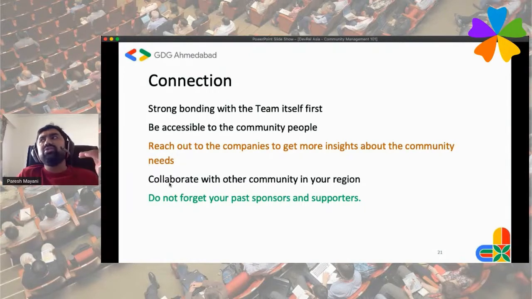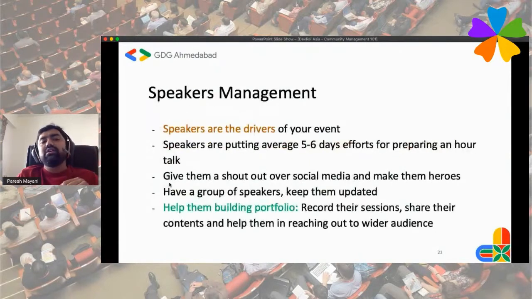It's not about just one event. Do not forget your past sponsors and supporters. Always remember that. Always invite them to future events. Give them a slot, give them a stage whenever they are ready with their product, right? Help them in sharing their content, talking about their products, services, and offerings, right?